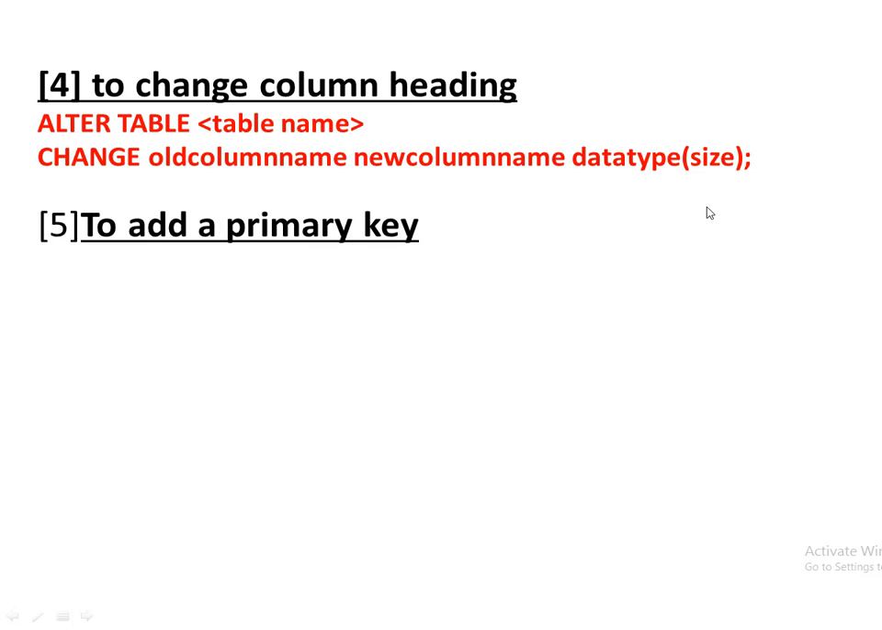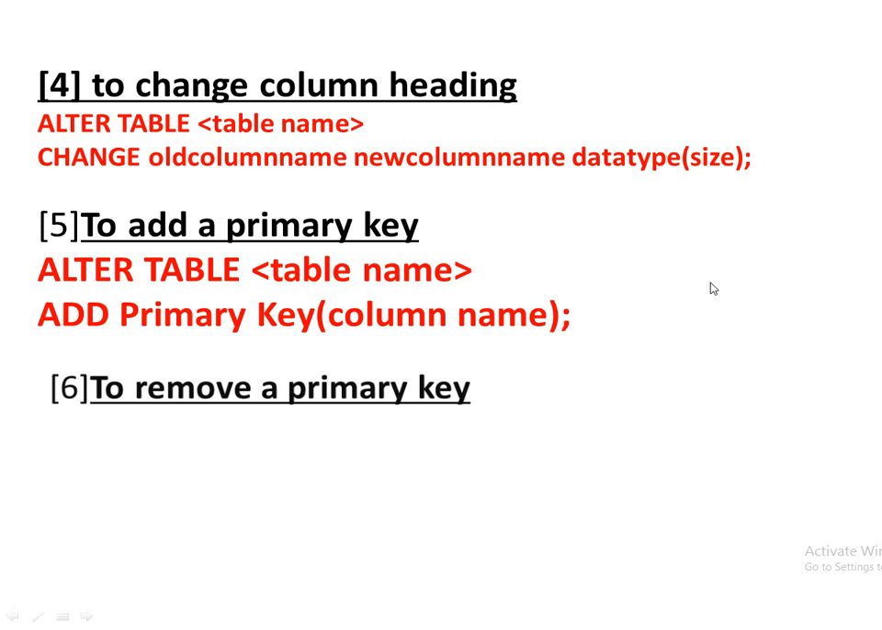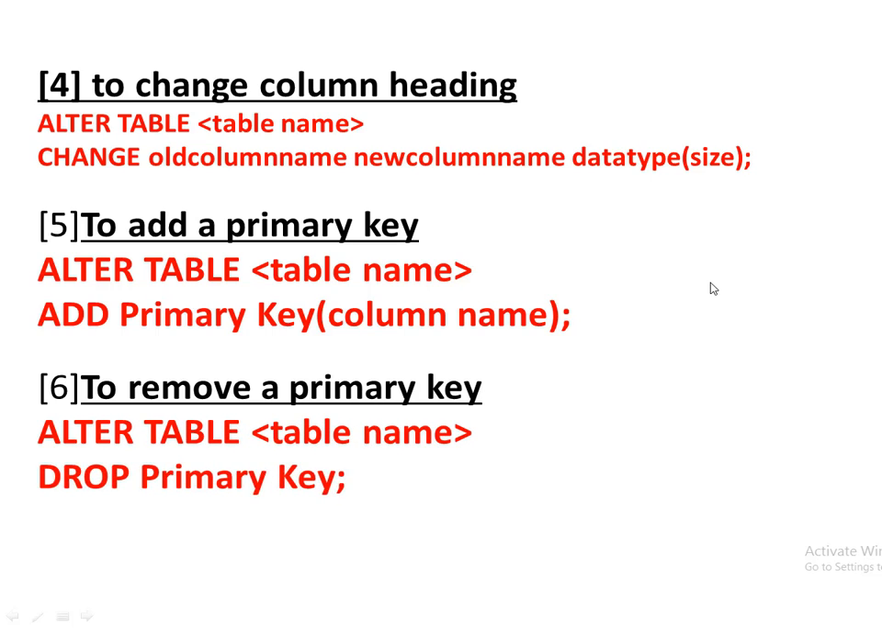If I want to add primary key, then alter table, table name, add primary key, and in the parenthesis, the column which you want to make primary key is written here. To remove a primary key from a table, alter table, table name, then drop primary key.